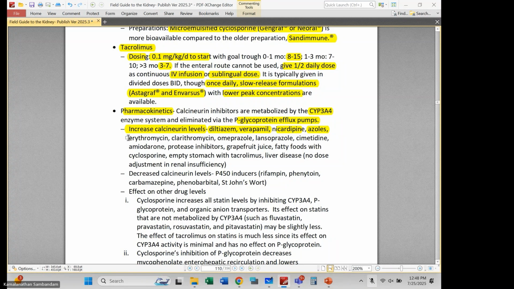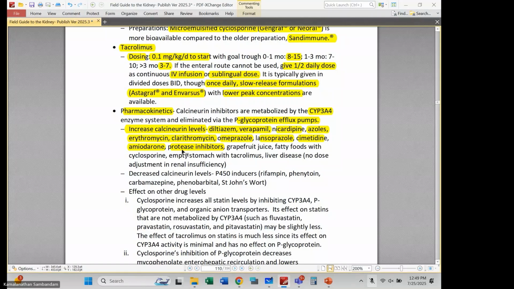Azoles would be predicted to lower this. Erythromycin and clarithromycin inhibit CYP3A4 system. Notice azithromycin does not, the most commonly prescribed macrolide, right? You don't typically lower the calcineurin for a Z-Pak. Okay, omeprazole, lansoprazole, weak. PPIs are weak interactors. Cimetidine, not so potent. Amiodarone, not so potent. Protease inhibitors, most protease inhibitors, very potent inhibitors, including the protease inhibitor ritonavir, which is used in Paxlovid.